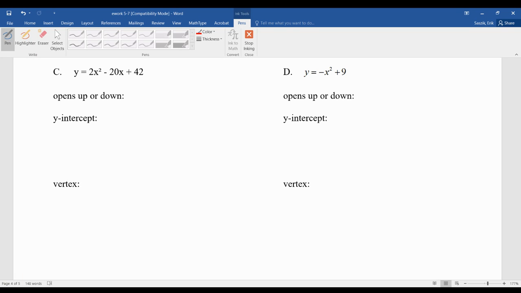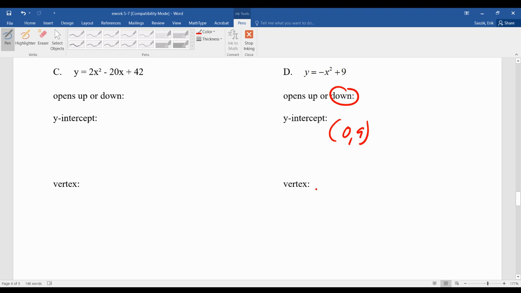We're going to do D together right now because D is a little bit different. You see how it looks a little bit different? Still standard form. A is negative, so it opens down. The y-intercept is this plain number here, (0, 9). So that's not anything new.